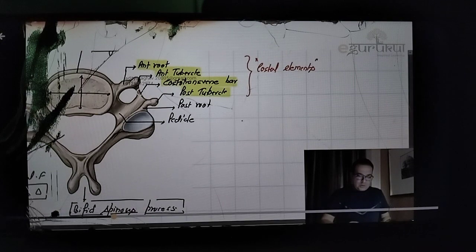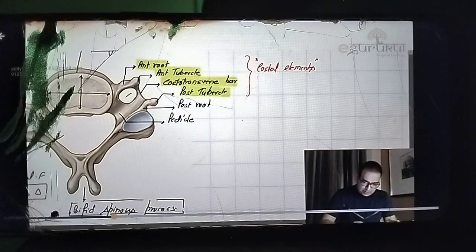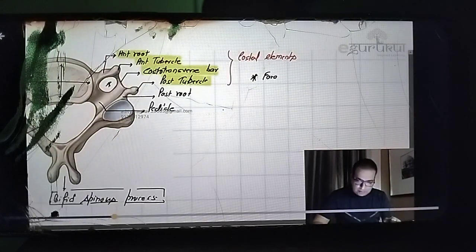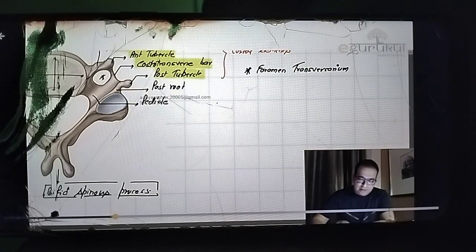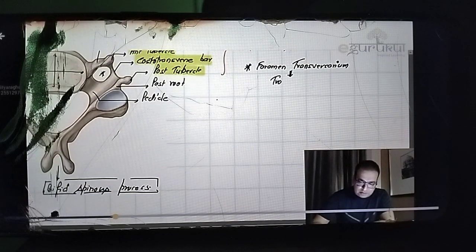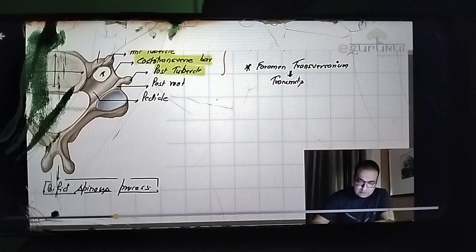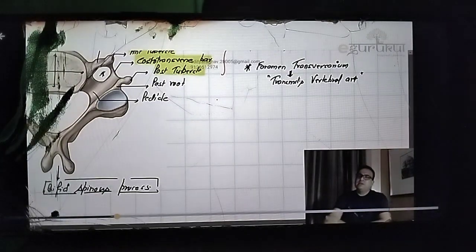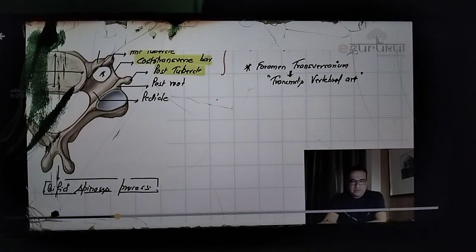And because of this costotransverse bar, between the pedicle and the costotransverse bar, there is a foramen. Now this foramen, which I am putting an asterisk sign here, is called the foramen transversarium. And what does it transmit? It transmits the vertebral artery. More precisely, it transmits the second part of the vertebral artery. I told you the vertebral artery is a topic of neuroanatomy to be discussed there.